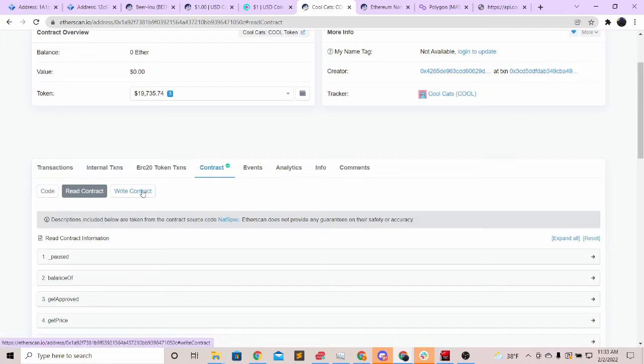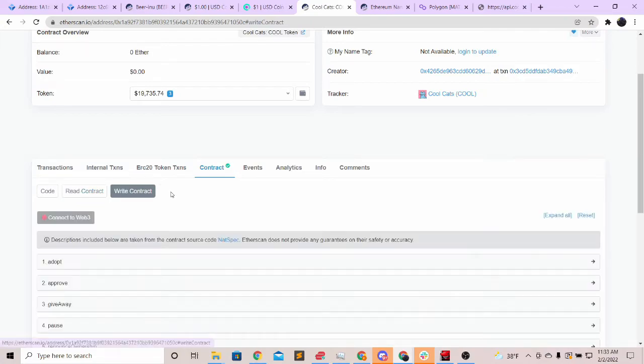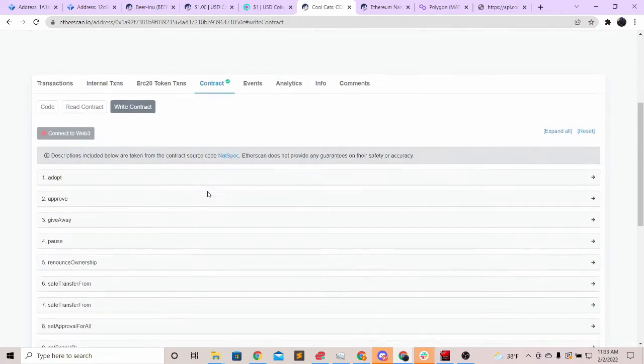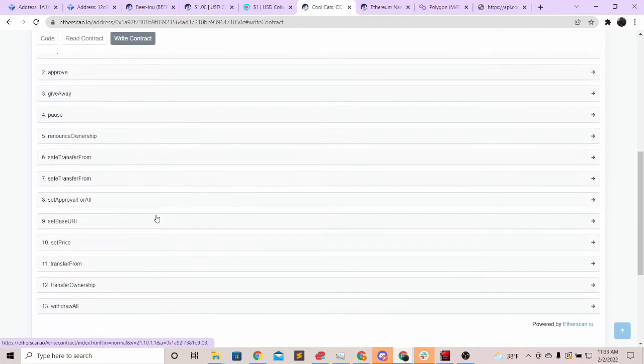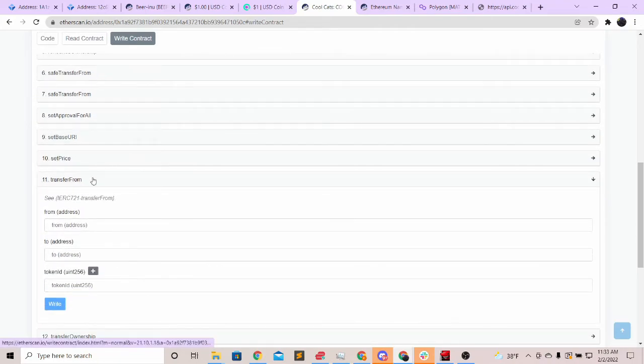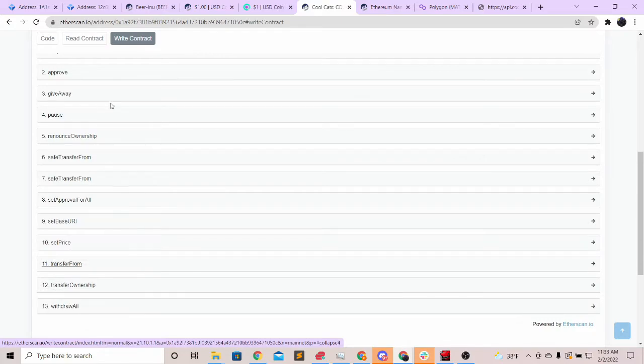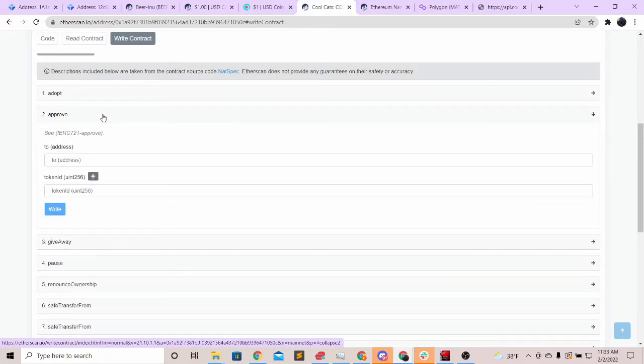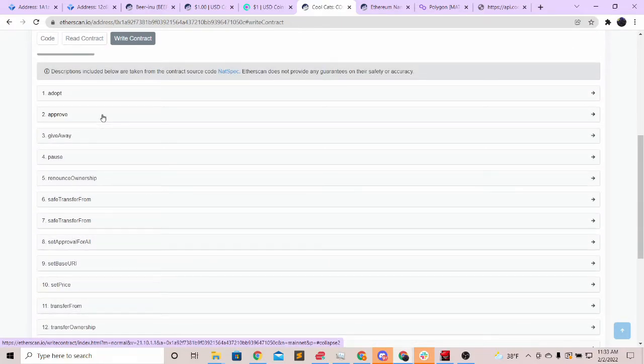So these are things where we will have to connect our wallet to the Block Explorer to be able to sign a contract, and they will cost gas. But we could do things like if we owned a Cool Cat, we could transfer it to another address or set the approval, which is sort of how we allow them to be sold. Like OpenSea uses this feature a lot.